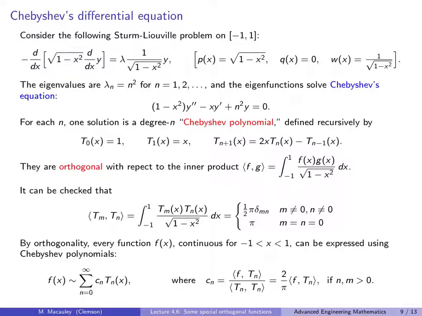And since we have such a simple formula for this, well, if n and m are greater than 0, then this formula for cn, since we know that Tn dot Tn is 1/2 pi, is just 2 over pi, that's 1 divided by this, times f dot Tn. So that is both simple and amazingly powerful and remarkable at the same time.